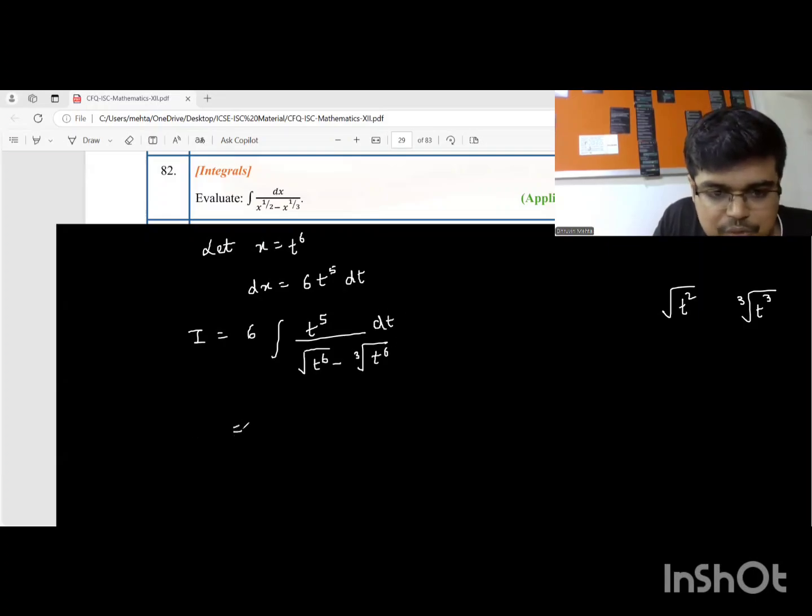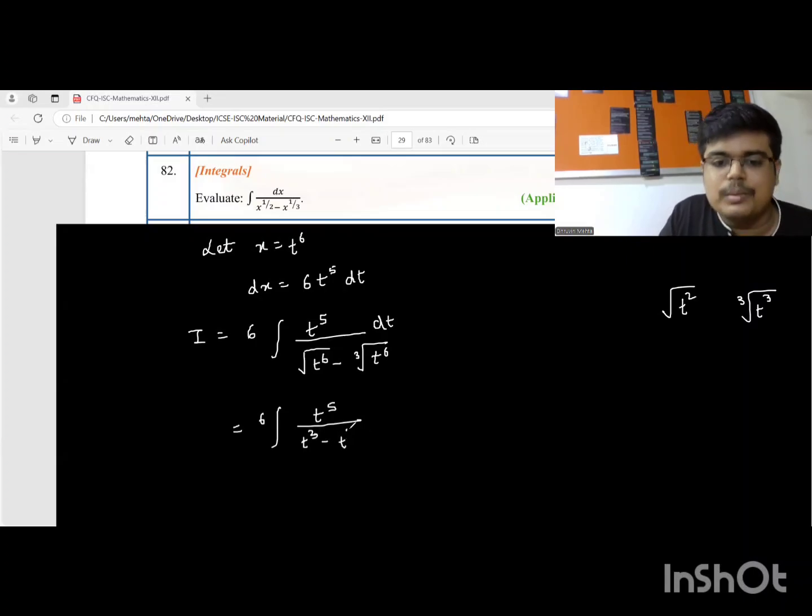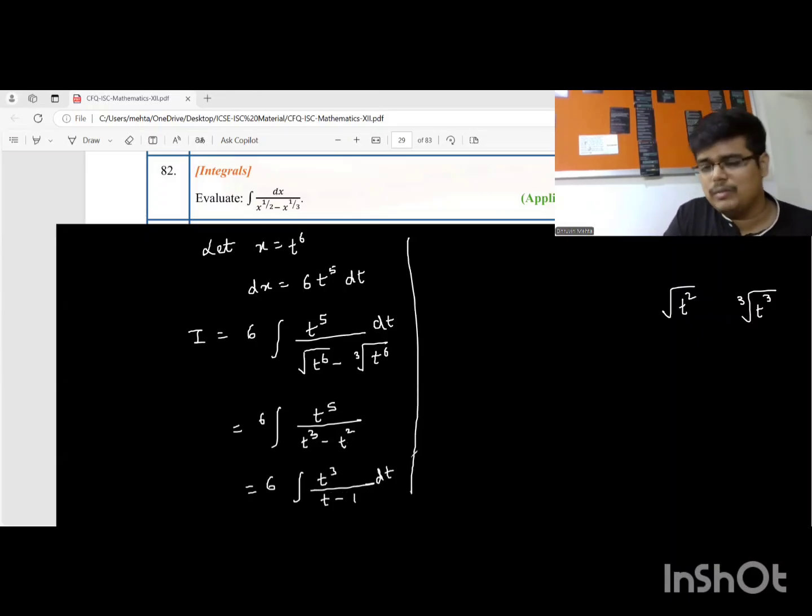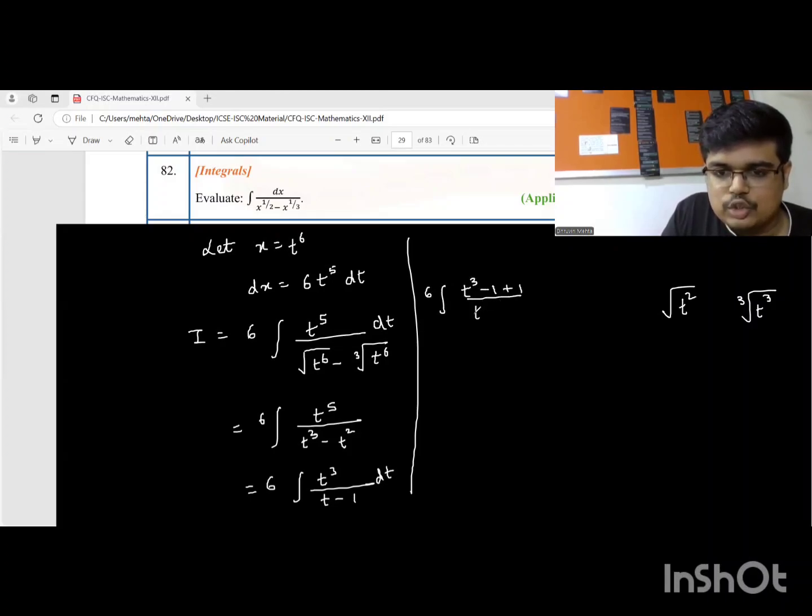You keep solving this, students, further. This is 6. This is t raised to 5. This is t square. This is t cube minus t square. We can take t square common, students, in the denominator. We can cancel it with numerator. We get t cube upon t minus 1. And now it's normal integration skills. We'll need expansion formula at some stage. Because we have minus 1 in the denominator, I'll create that minus 1 in the numerator as well.